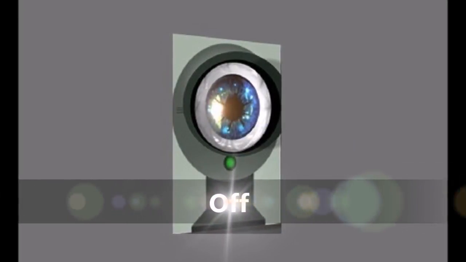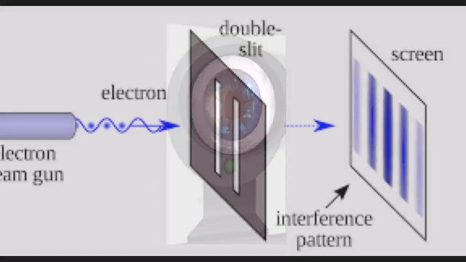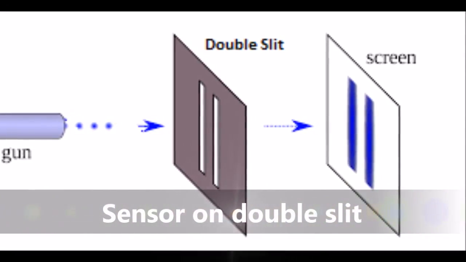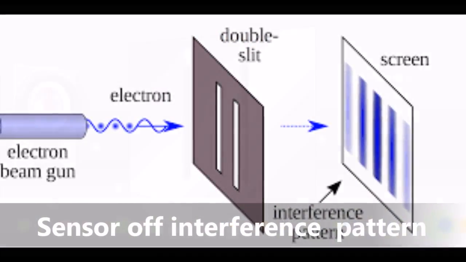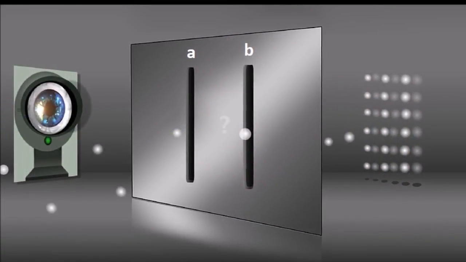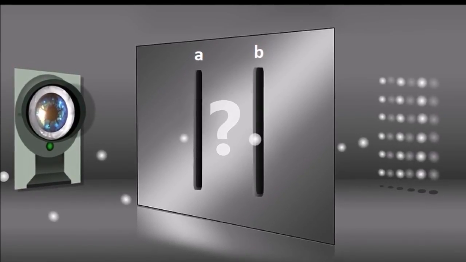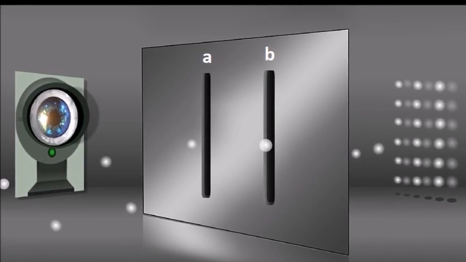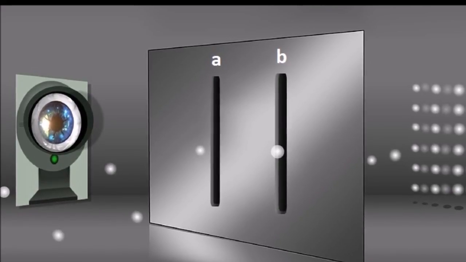They turned the sensor off and fired the electrons. The interference pattern came back again. When the sensor was on, there was a double slit, and when the sensor was off, an interference pattern. How can this be? Just the act of observing the single electron will cause it to behave like a particle. But when no one is observing, the electron reverts back to a waveform.